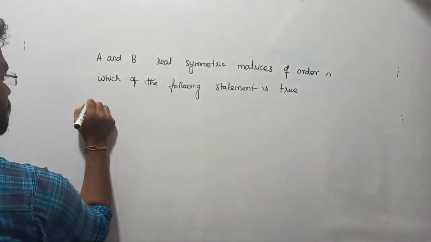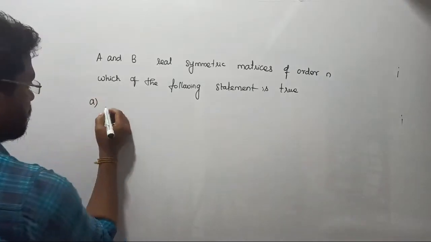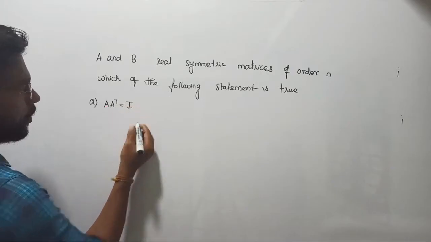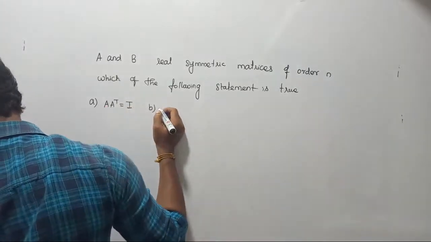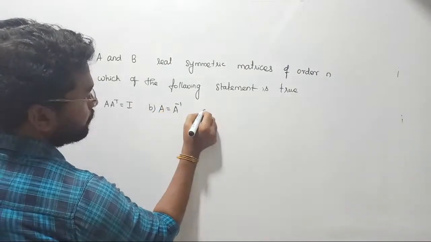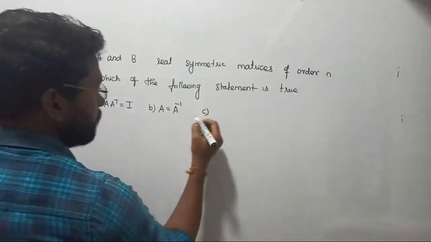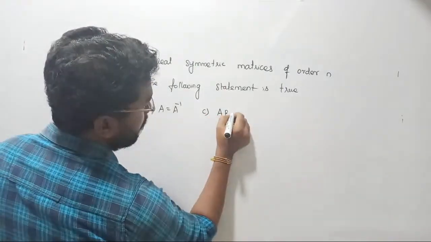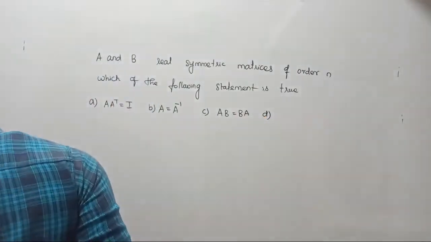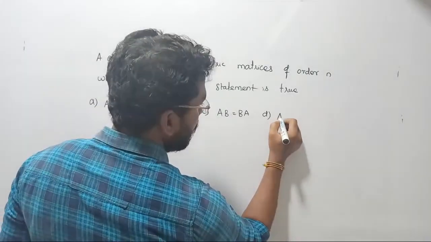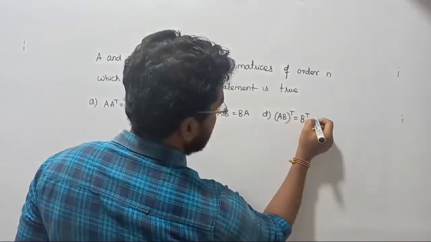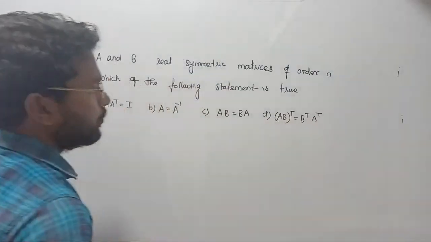They had given 4 options. In option A, they said A into A transpose equal to I. In option B, they said A equal to A power minus 1. In option C, they said A into B equal to B into A. In option D, they said (AB) whole transpose equal to B transpose into A transpose, right?